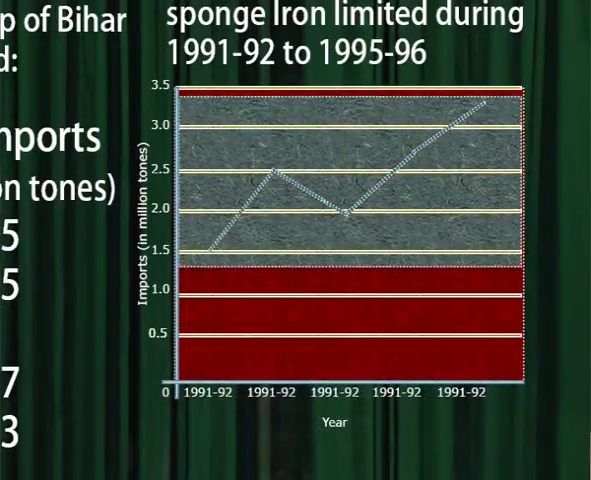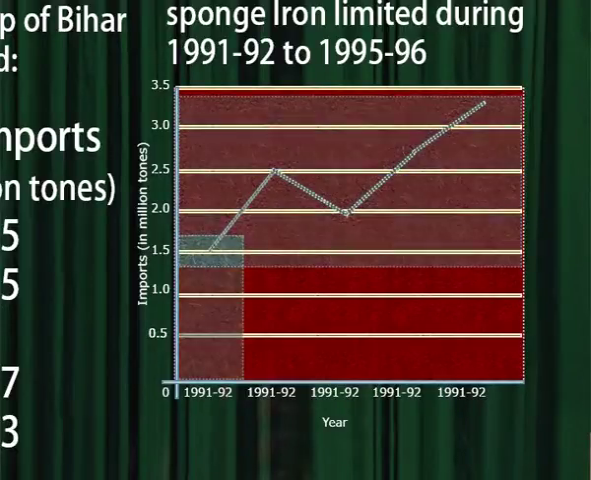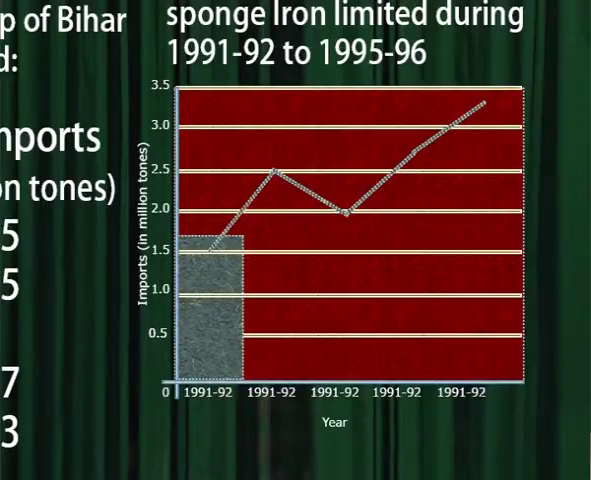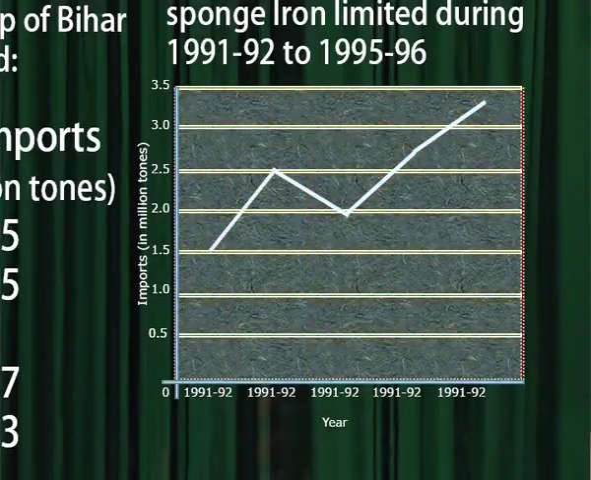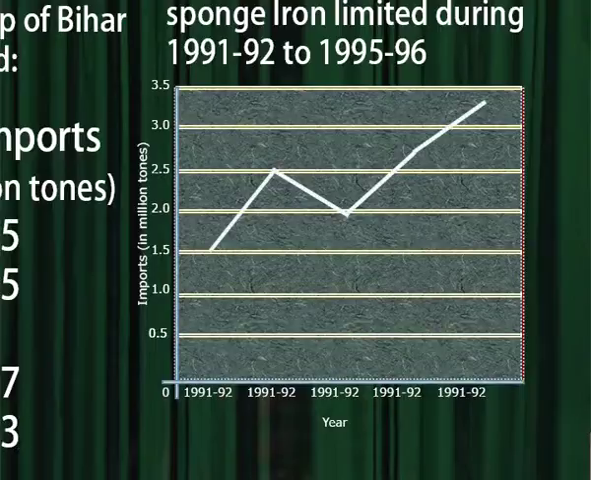Then we plot the points as per the observations for different years. For example, for the year 1991-92, the import was 1.5 million tons, so we place a point against 1.5, and for the year 1992-93, we plot a point at 2.5 and so on. Once these points are plotted for different years, these points are joined by straight lines, and then we get this type of graph which is given here.